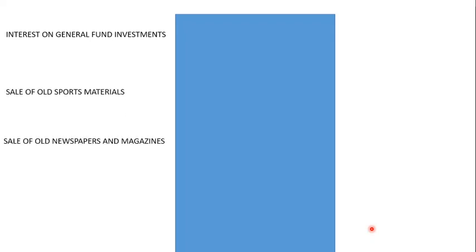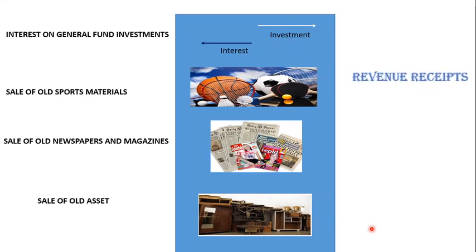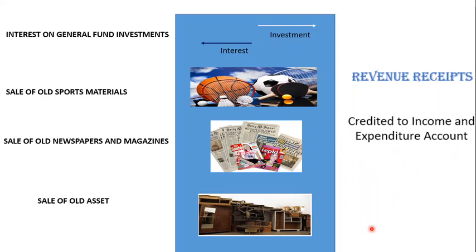Let's have a look at some more sources of funds. These are the sources of funds: interest on general fund investments, sale of old sports material, sale of old newspapers and magazines, sale of old assets. Interest on general fund investment: the investment done by the organization, and the interest received on it, is again a source of funds. And then sale of old sports material, sale of old newspapers and magazines, sale of old assets. All these are revenue receipts, and of course they will be credited to the income and expenditure account.